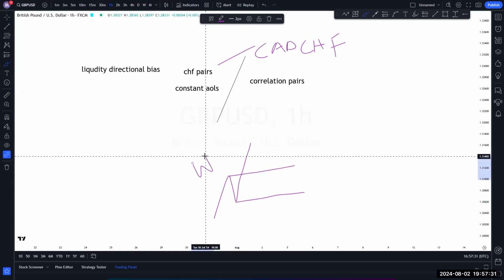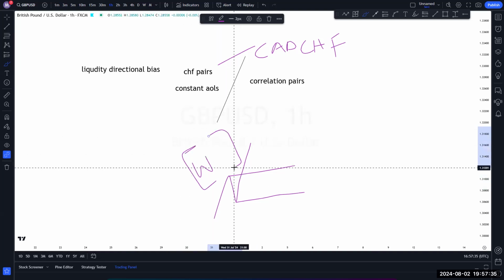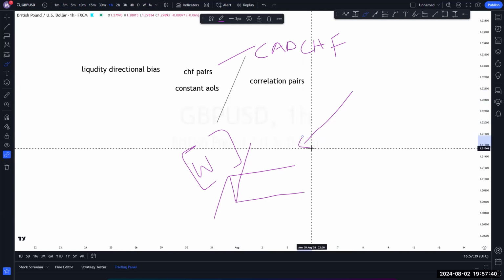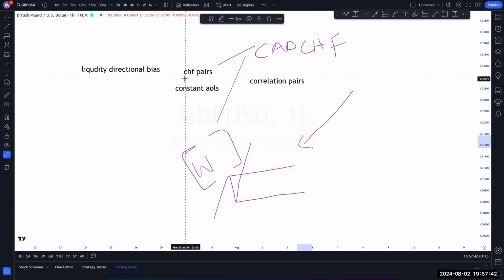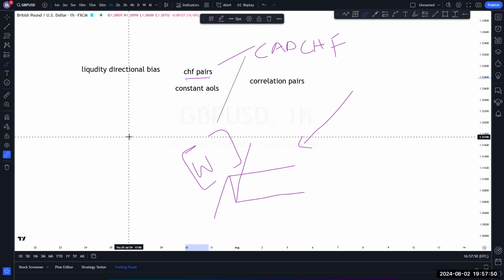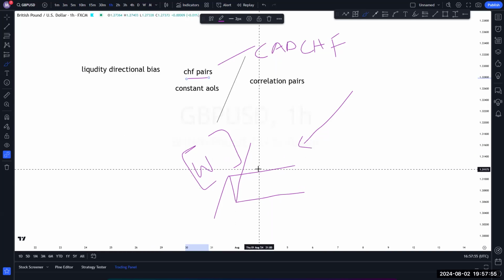Now, what we do is go and list all the CHF pairs and see if they have the same thing on a weekly time frame. So now we have to go and visit the other CHF pairs, like GBP CHF, Euro CHF, and so on. Now, most of the time we find that most of them will not be having a weekly area of liquidity, or maybe most of them will be having the weekly area of liquidity. Now, let's look at the situation when all of them have the weekly area of liquidity.